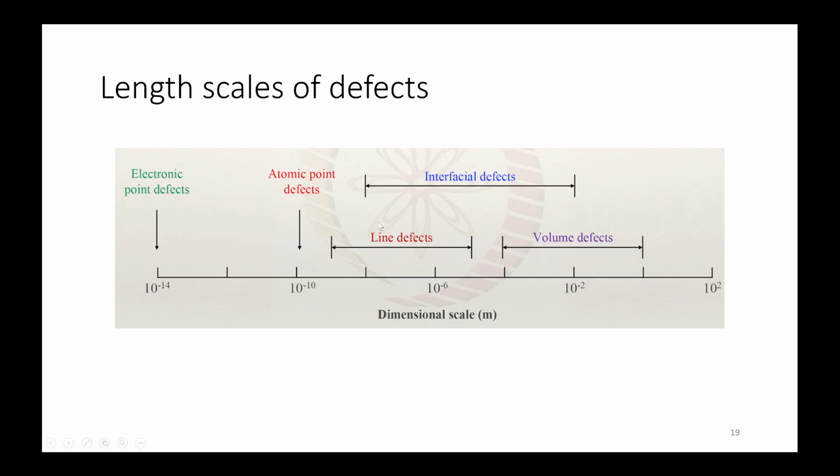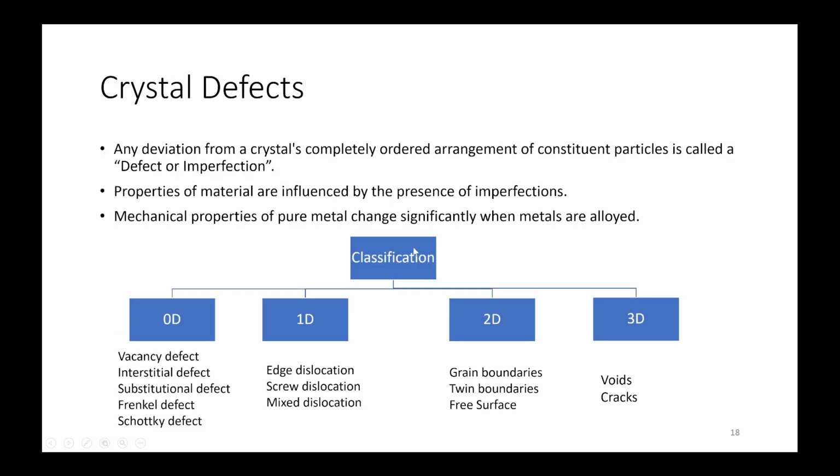In case of line defect, which is a 1D defect, the linear defects will be edge dislocation, screw dislocation, and mixed dislocation. And point defects will be vacancy, interstitial, substitutional, Frenkel defect, and Schottky defect. In case of 2D, it will be planar defect. So these will be grain boundaries, twin boundaries, and free surface. In case of 3D, it will be voids and cracks.